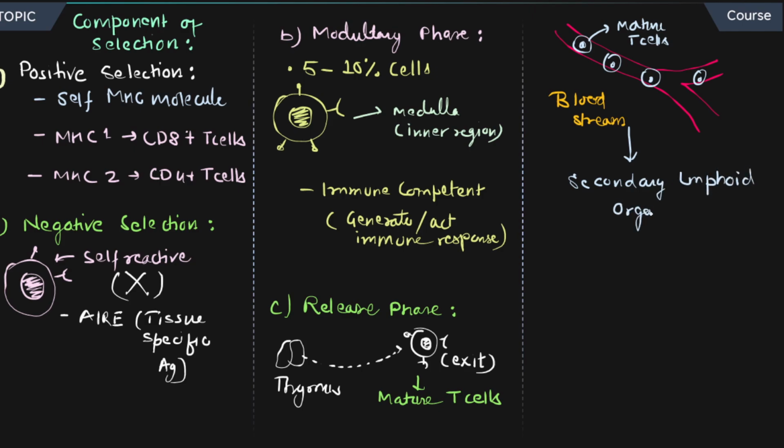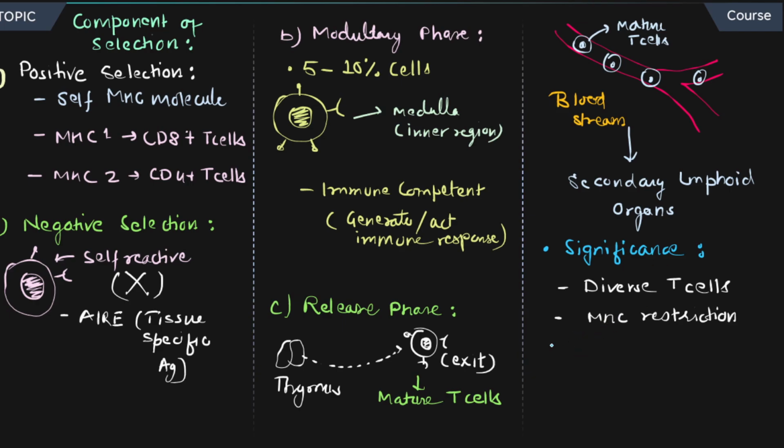So now let's talk about the significance of this particular process. You have diverse T cells that you're getting after selection, right? You have a diverse population of T cells. You have MHC restriction, because then they can recognize MHC molecules. Self-tolerance, they're not going to react against self-proteins, self-antigens. Autoimmune response is also regulated in this case. And you have a lot of naive T cells that are ready to interact with the antigen. All right? So this part plays an important role.